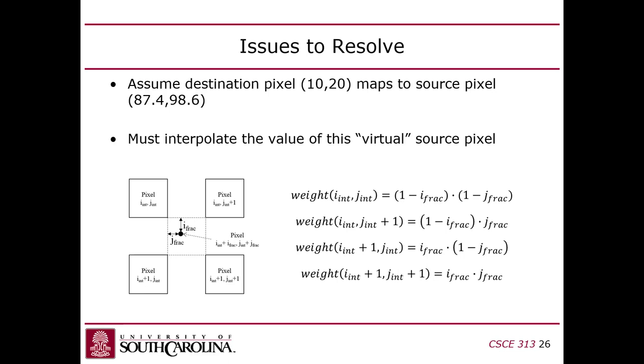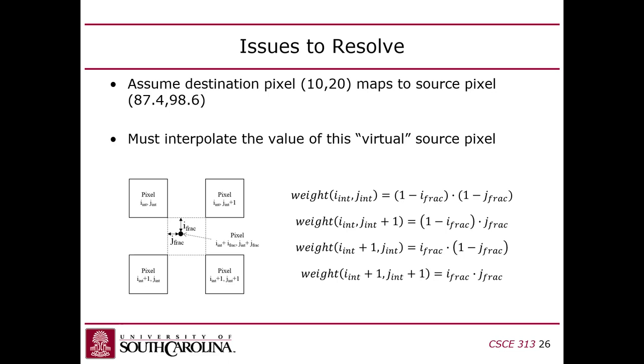So what that means is the upper left-hand pixel, let's call that I and J, where I and J are the non-fractional part of the result you got from the transformation. Like, if I got 1.5, 1.5, I and J would be 1 and 1. Then you have I, J plus 1, I plus 1, J, and I plus 1, J plus 1.